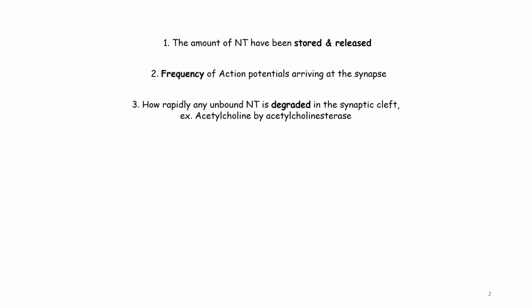neurotransmitter, meaning neurotransmitter that does not bind with the neurotransmitter receptor, is degraded in the synaptic cleft. Now, the synaptic cleft is the narrow space between the presynaptic and postsynaptic neuron. For example, acetylcholine is degraded by the acetylcholinesterase enzyme that is present in the synaptic cleft. The fourth point is how rapidly neurotransmitter reuptake is done by a very specific transporter called a sodium-linked symporter.